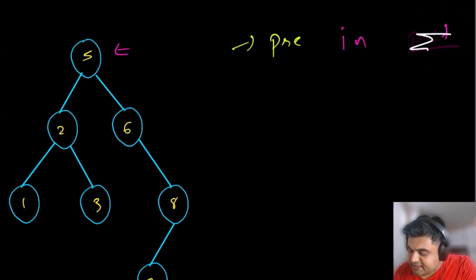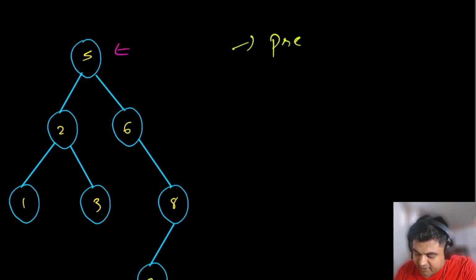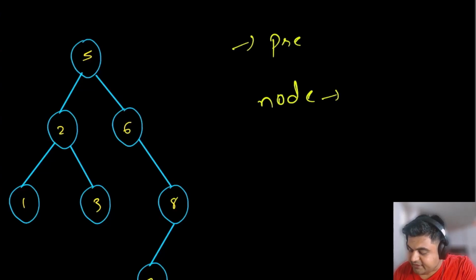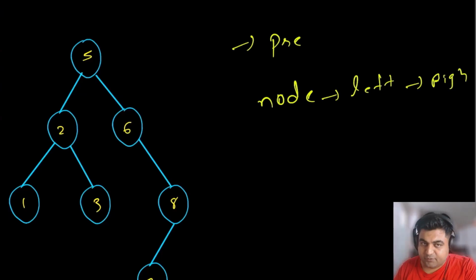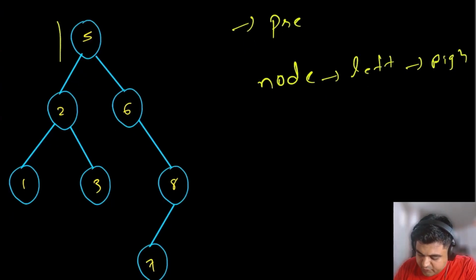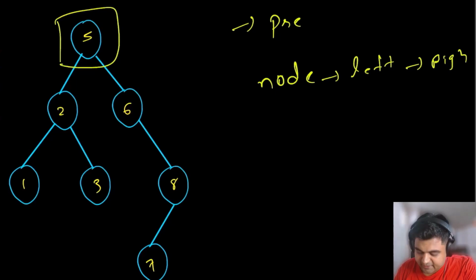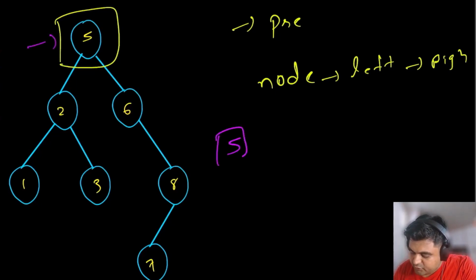So first, let's see the pre-order traversal in action. In the pre-order traversal, the flow is going to look like this: first we visit the node, then we visit its left subtree, and then we visit its right subtree. So we start from the root node, because that's a given. We visit the node, so the first action is going to be on node number 5.